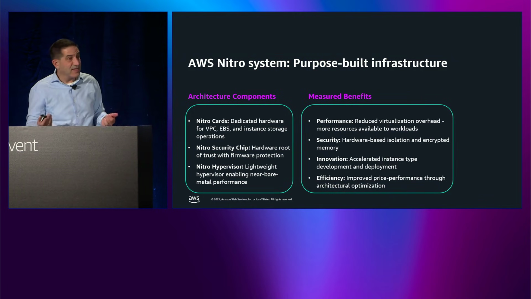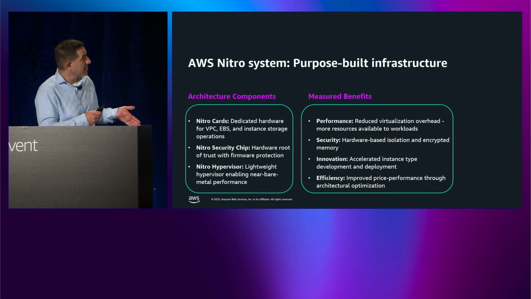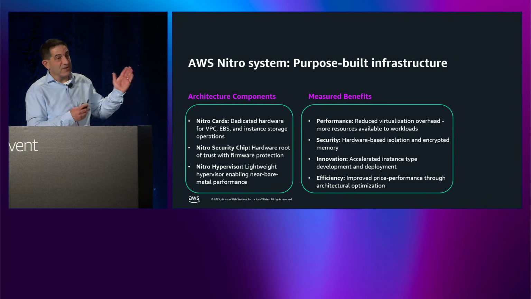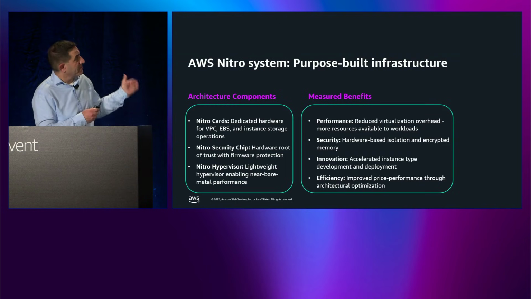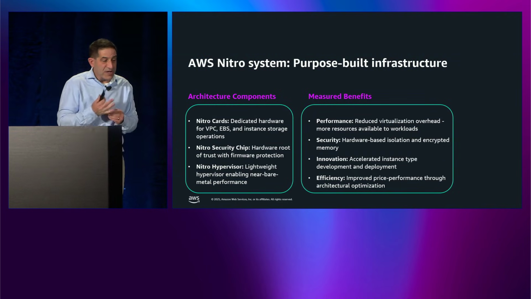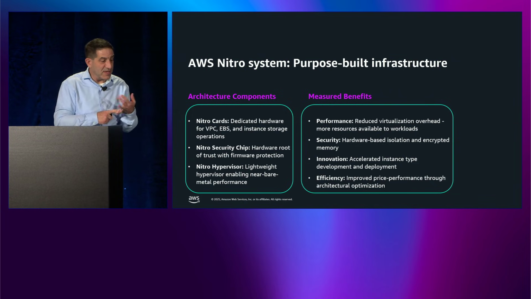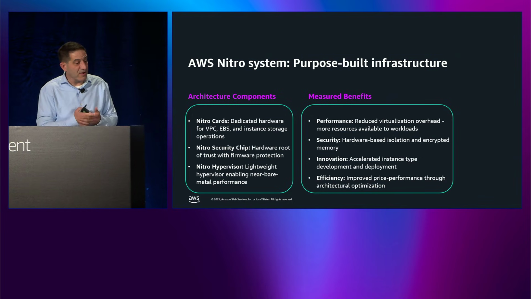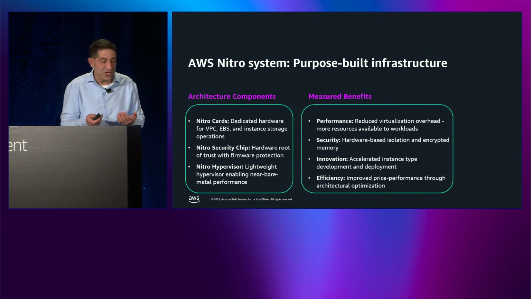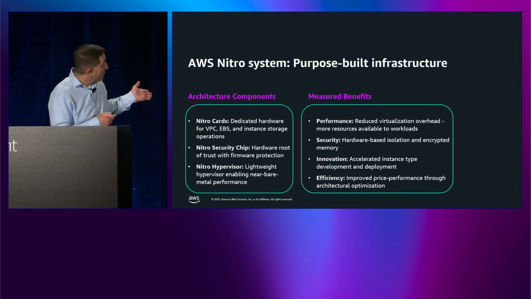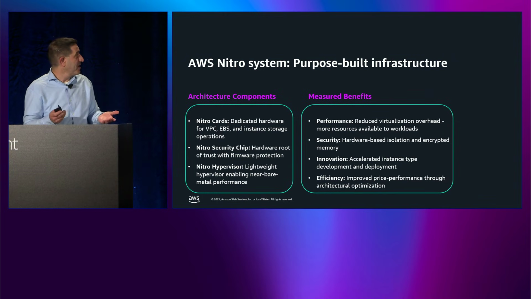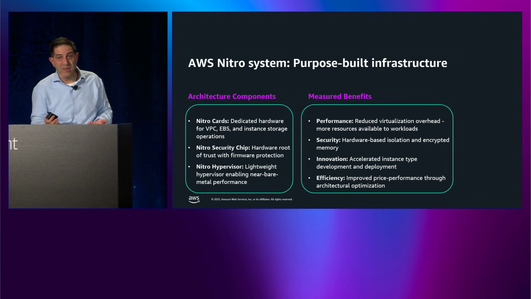If you're running any instance type that's pre-fifth generation, M4, C4, R4, et cetera, you really want to think about moving to a Nitro-powered instance type, so anything from fifth generation and on. And why is this important? From an architecture perspective, Nitro cards have dedicated hardware for your VPC, EBS, and instance storage operations. Nitro security chips power the hardware root of trust with firmware protection. And finally, the Nitro hypervisor is a lightweight hypervisor enabling near bare metal performance, right?